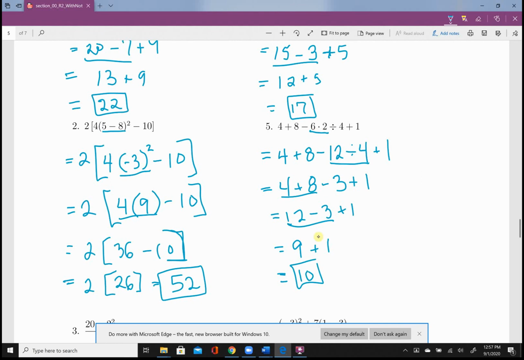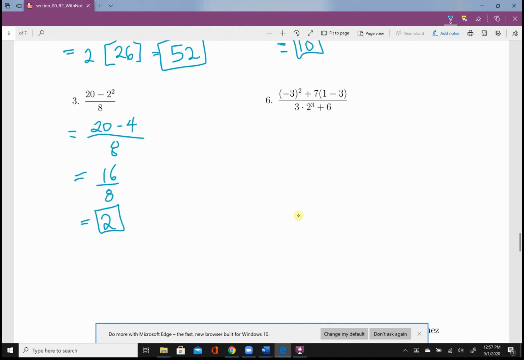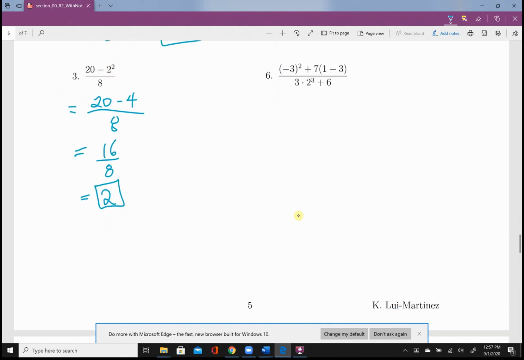Yeah, okay. One more in this set. Lots of examples for you. I hope these are helpful. Now this is an instance in which we have a rational expression, and there's several operations going on in both numerator and denominator. I will do one for each. So in the numerator, I'll go ahead and do the grouping symbol first. In the denominator, the highest ranking operation is the exponent, so I'll do those both at the same time. So I'll have negative 3 to the second power plus 7 times negative 2, because that's the result of 1 minus 3. And then it'll be 3 times 2 to the third power is 8 plus 6.